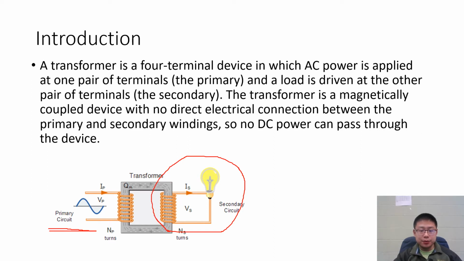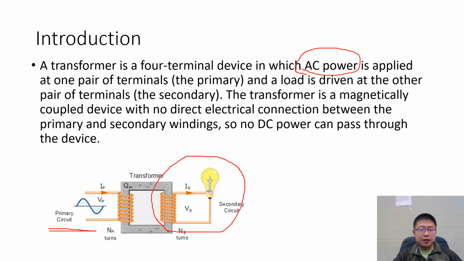There is no direct electrical connection between the primary side and the secondary side, but the primary side and the secondary side are magnetically coupled with each other. One thing we need to remember is that transformers only work in AC circuit. It only works in AC circuit.